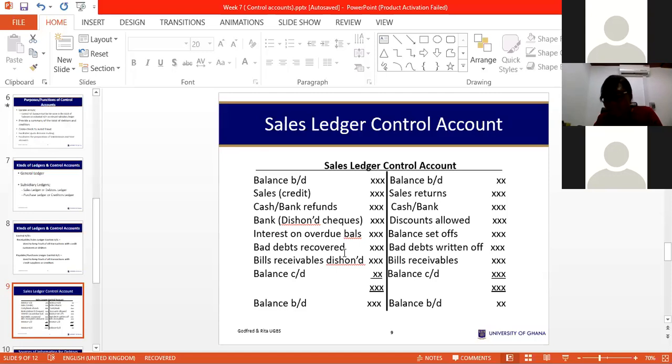Now, this is a sales control account, which is supposed to capture all the balances of the debtors from the sales ledger. I'll repeat that. The sales ledger control account is supposed to capture the totals from the sales ledger, that is the totals of the individual accounts. And that is what it does. Because the individual accounts ordinarily have debit balances, the sales ledger control account ordinarily should also have a debit balance. So that is the first rule.